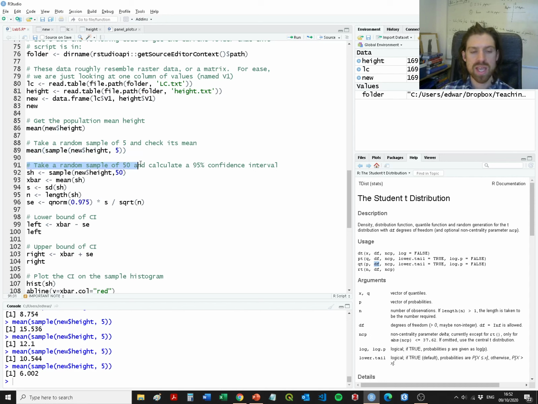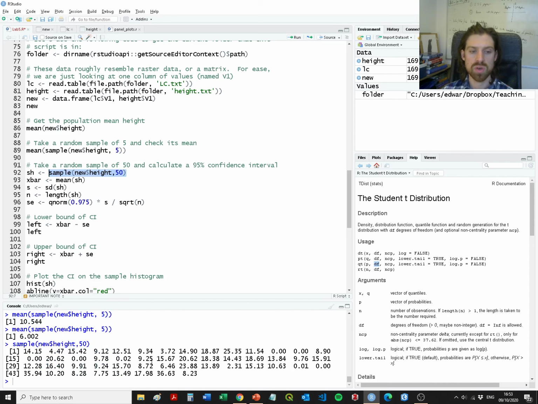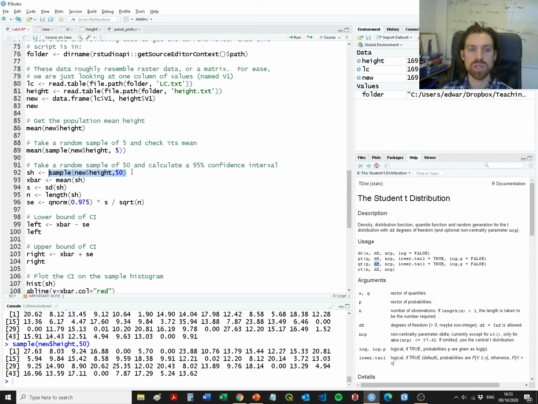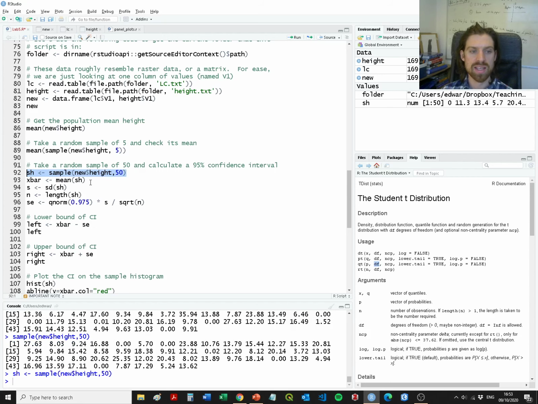So now we're able to take a random sample of 50 and calculate a 95% confidence interval. Let's sample the height variable, taking 50 data points each time. It's basically the same function again, but this time it's spitting out 50 individual data points from the population. Let's assign it to SH, which stands for sample height. Then let's assign X bar, which is the mean of SH.